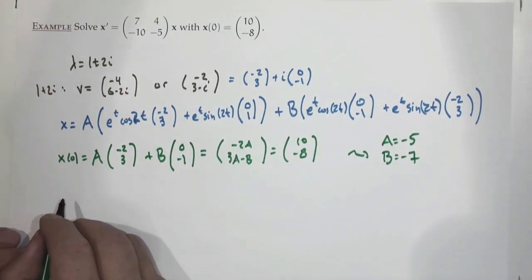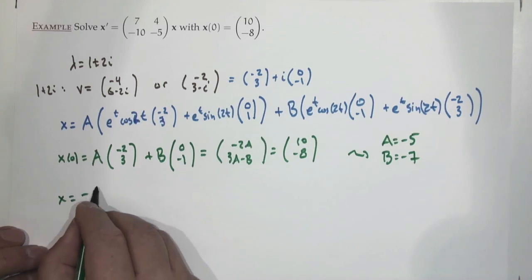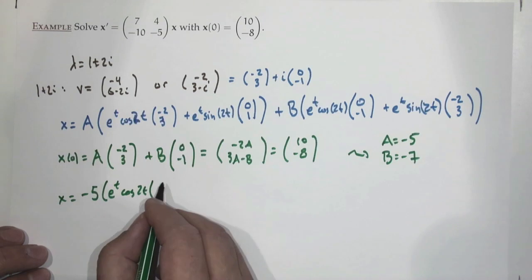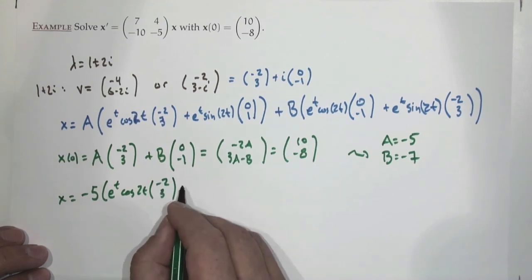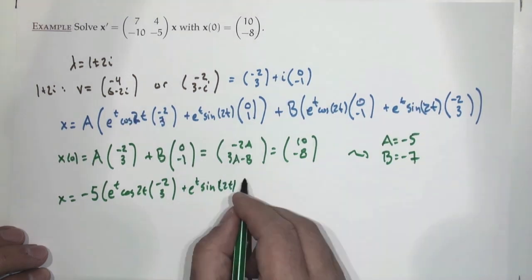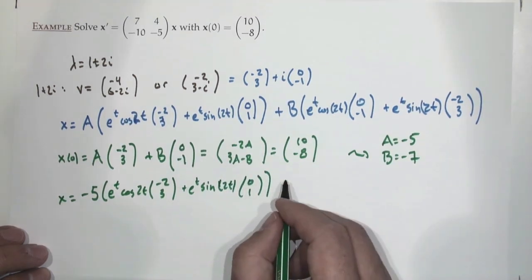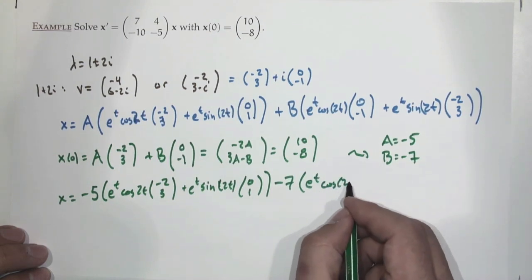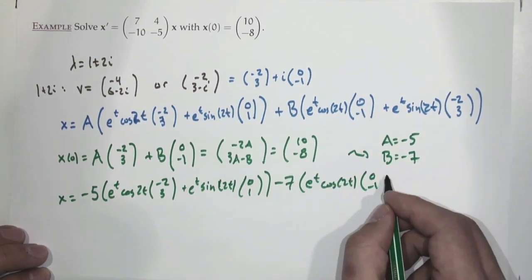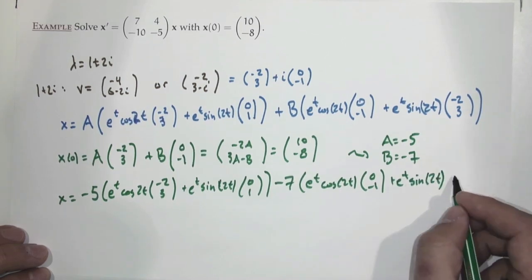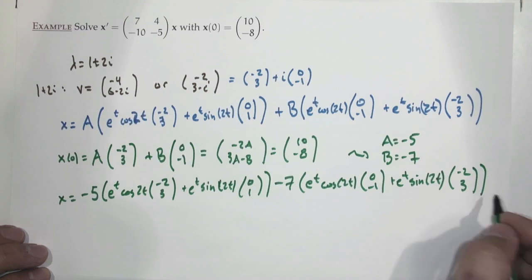So, final answer: -5 e to the t cosine 2t [-2, 3] plus e to the t sine 2t [0, 1], -7 e to the t cosine 2t [0, -1] plus e to the t sine 2t. The hard part is just, it's a lot of copying.